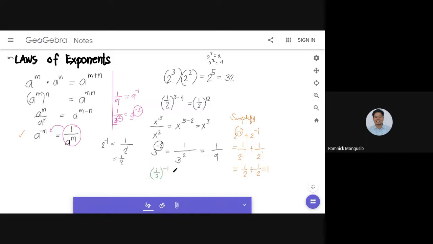Okay, let me guide you. Dahil si 1 half ay pwede mong i-rewrite into using the rule of negative exponent, this becomes 2 raised to negative 1, right? And so, change 1 half into 2 raised to negative 1, and then raise it again to negative 1. And according to the rule of the power of power, a raised to m raised to n is equal to a raised to mn. So negative 1 times negative 1 is 1. So 2. The answer is 2.